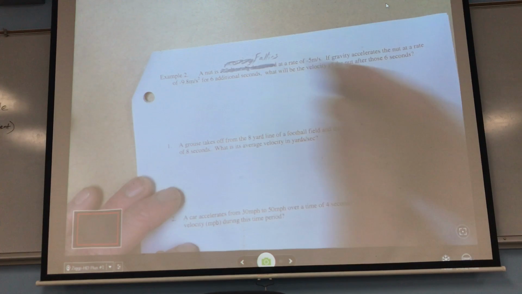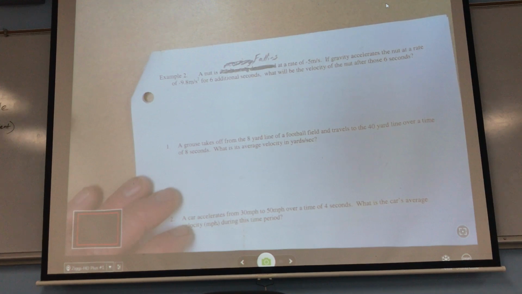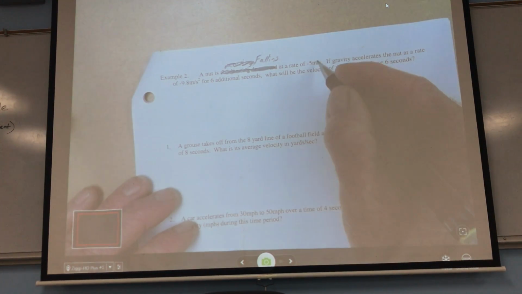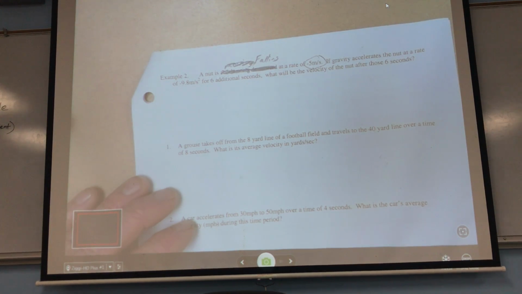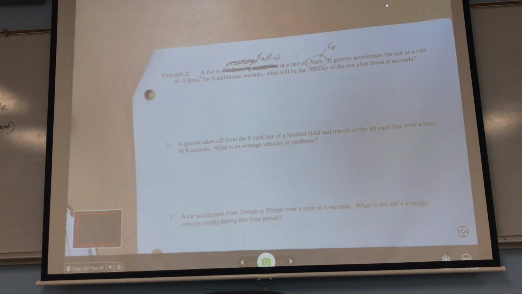Could it be decelerating? But why do I need to change that just based on what else you see there? Negative, well, why not accelerating? Because I gave the rate here of negative 5 meters per second. So what I was trying to give you here is the initial velocity of the nut. The nut is falling, and it is going to be accelerating, but right now at this moment in time it's going negative 5 meters per second.